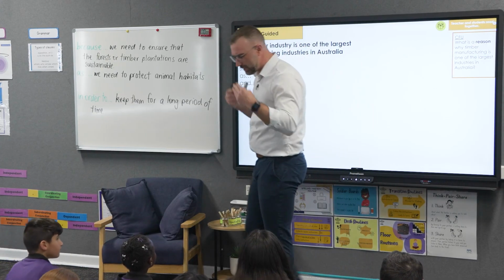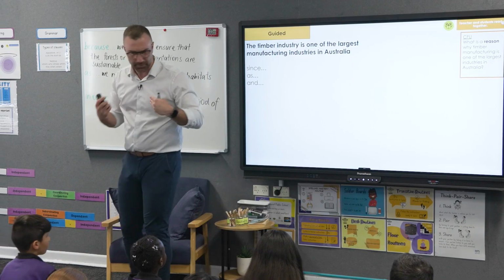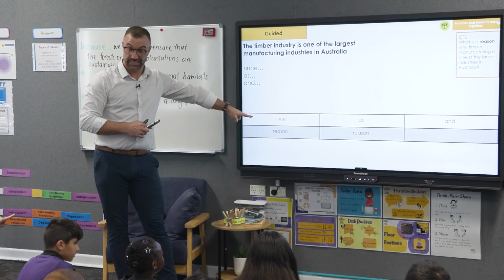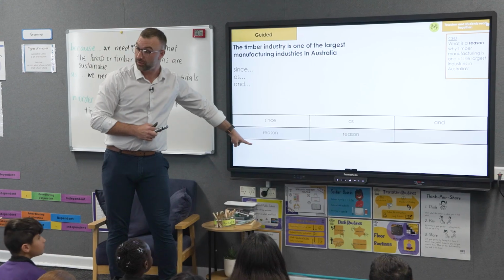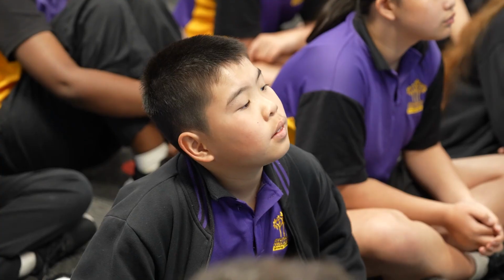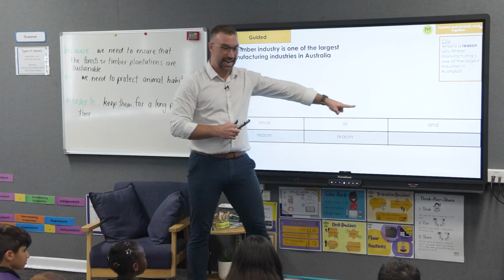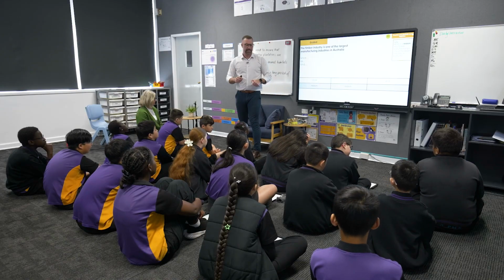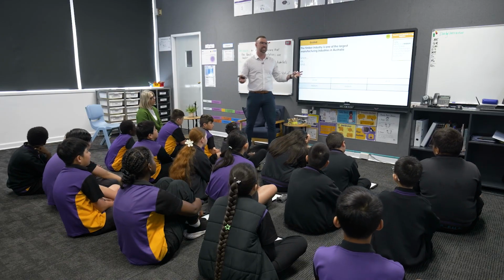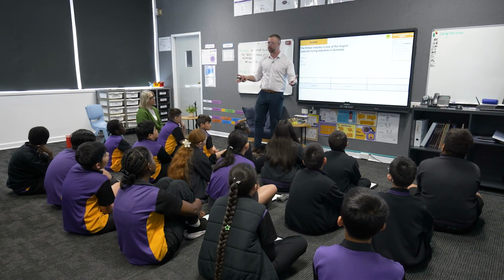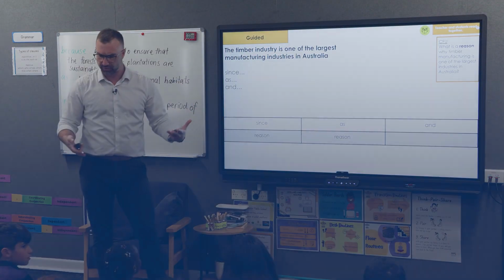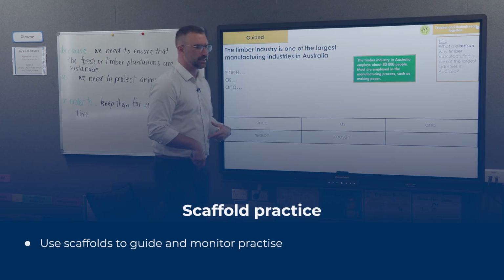Okay, so having a look at the first one here. Since. Well, we need to figure out the meaning of since, and we need to figure out the meaning of as. What is the meaning of since? Reason. What is the meaning of as? Reason. Okay, and we are joining our two independent clauses together. So let's have a think. What are some reasons why timber plantations are one of the largest manufacturing industries? Well, we can link it back to our text.